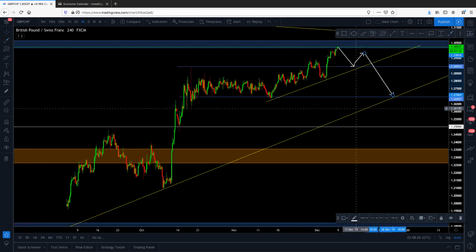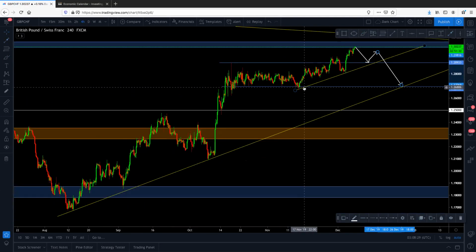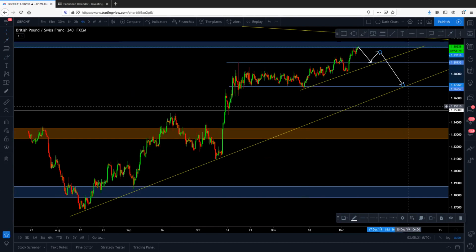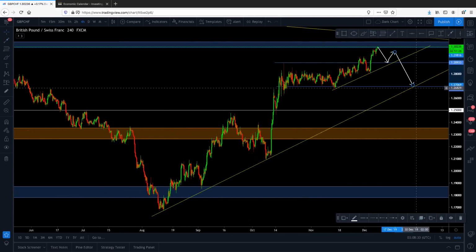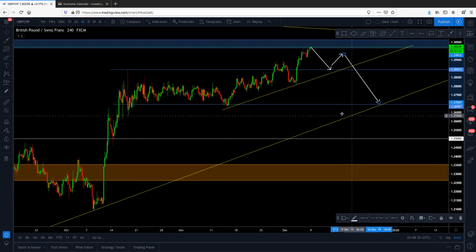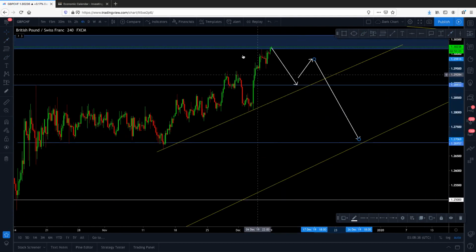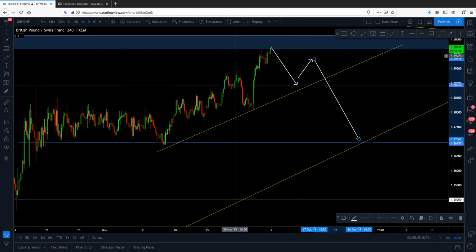Break back down towards these support levels around the 127-ish area, which also lines up with this bigger ascending trend line here. So we're really just waiting for confirmation. Once you get that impulse, keep in mind the market is made of impulses and corrections. So a lot of times I like to wait for that impulsive move. That's the confirmation I need.